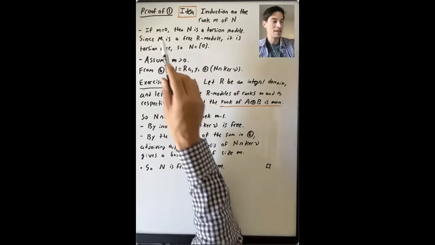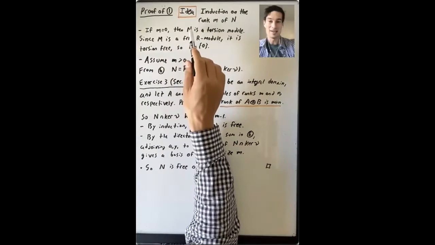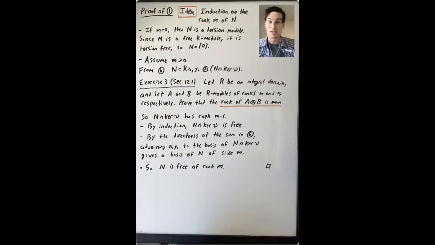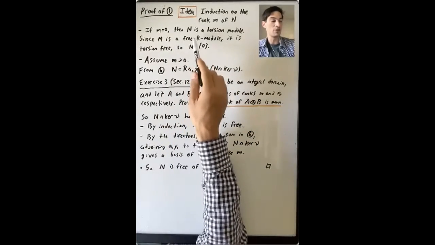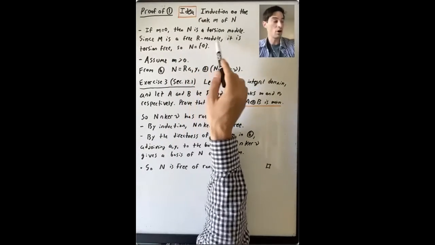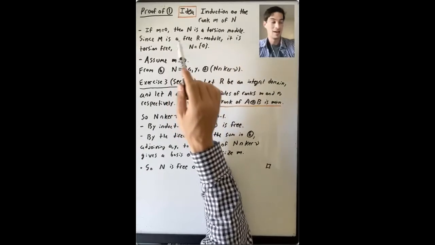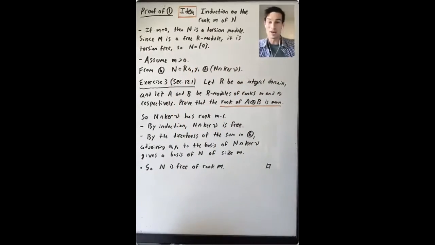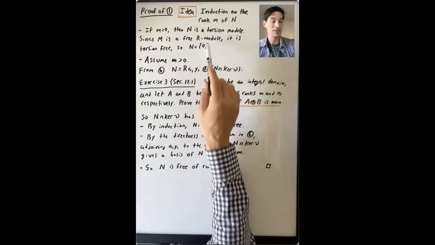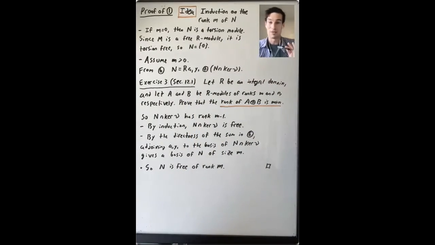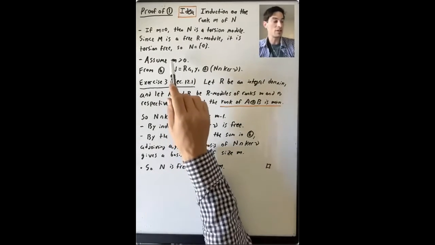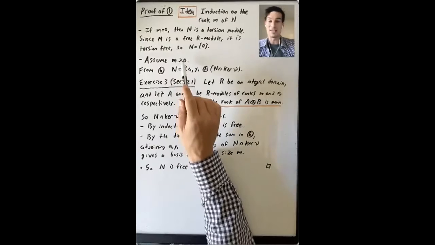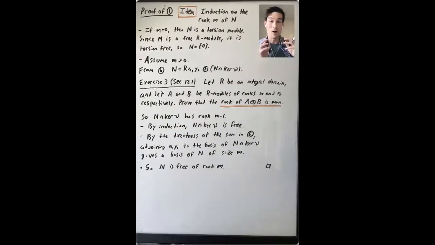So that means that every element of N is torsion, that there's some r in the ring so that r times x equals 0. But this is a submodule of a free R-module, and a free R-module is torsion free. So the only submodule of a free R-module that is torsion is the 0 submodule. So N equals 0 and there's nothing to prove.